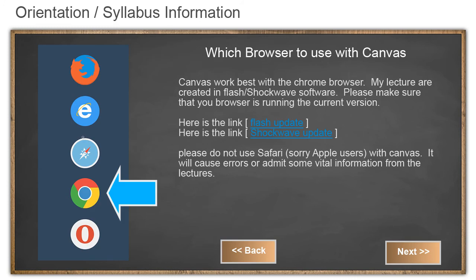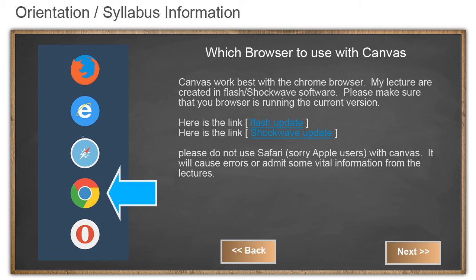When you're viewing Canvas on your computer, please try to use Chrome or Firefox. Don't use the other browsers. I know Mac users like to use Safari, but you're going to run into some problems. So here's what I suggest. Download Chrome, make sure it's the updated version, and use it. If some videos don't load, try to do it in Firefox.